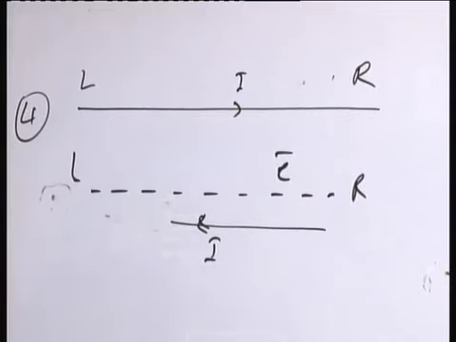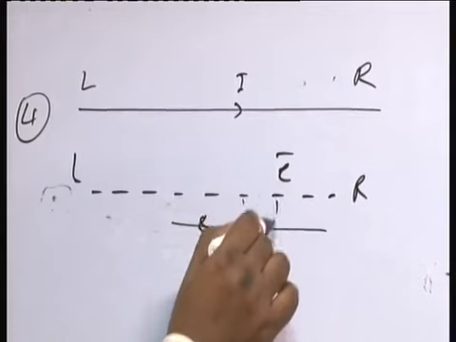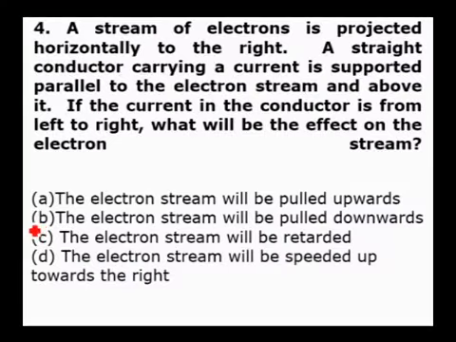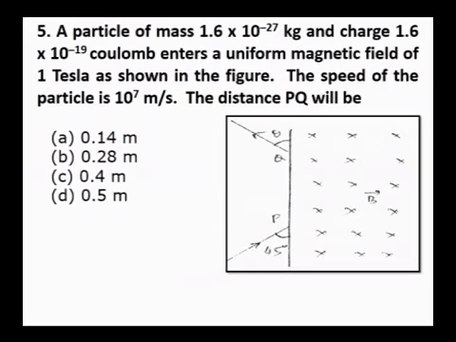When currents are in opposite directions, obviously there must be a force of repulsion. Because of the force of repulsion, I can say all the electrons are pulled in the downward direction. Therefore the electron stream will be pulled downward. Hence I can say the second option is correct. Okay, so now we'll move to the next question, that is question number 5.